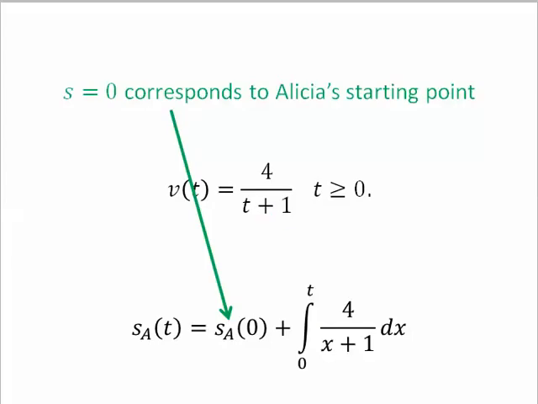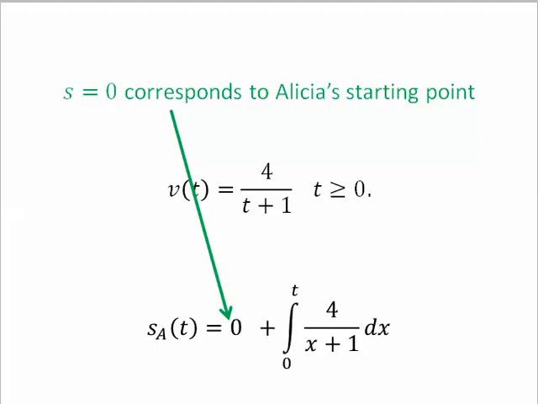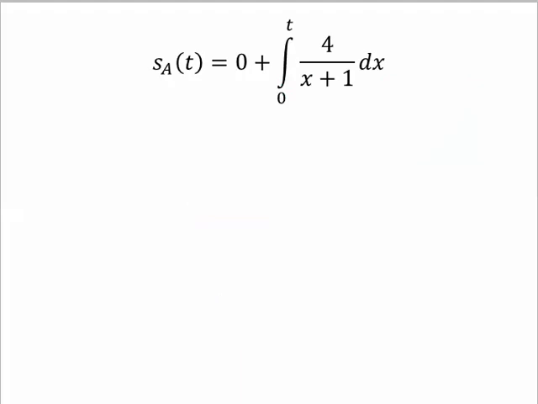As we said, Alicia's starting position is 0. So instead of s sub a of 0, we're just going to put in 0. And so this is Alicia's position function. The only thing we need to do is integrate and evaluate.